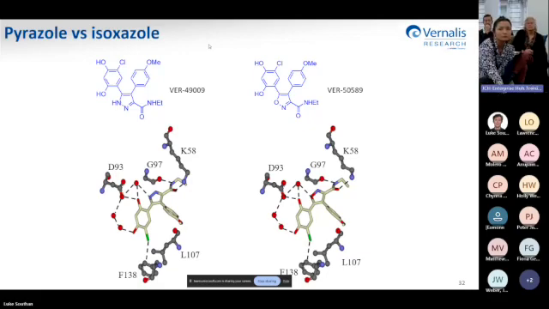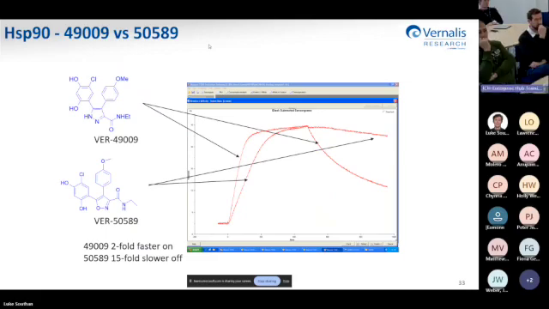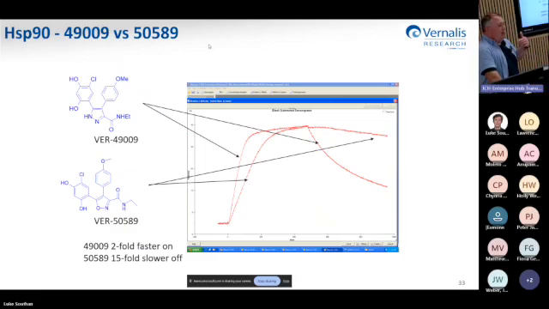The hydrogen bonding pattern is the same in the crystal, but if you look at the kinetics in the SPR, it's now slower on and much slower off for that pyrazole. So you're making a stronger hydrogen bond. It may need a bit of rearrangement of the water structure, hence the slight drop in the on rate, but the off rate is really reduced. So once you're on, you stay on, and that's the state that we want.